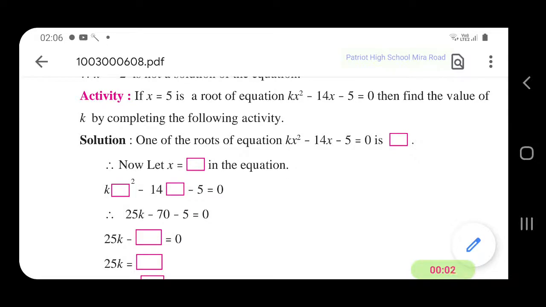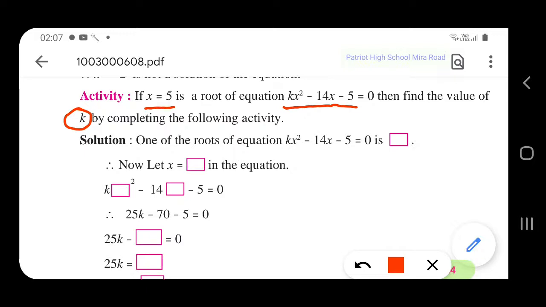If x is equal to 5 is the root of the equation kx square minus 14x minus 5, so this is one of the roots, then find the value of k. You have to carry out this activity and find the value for k.